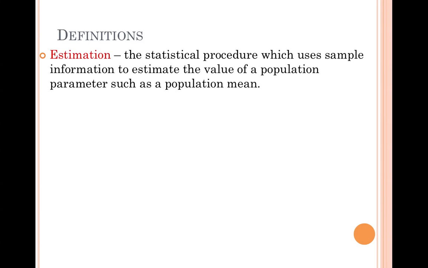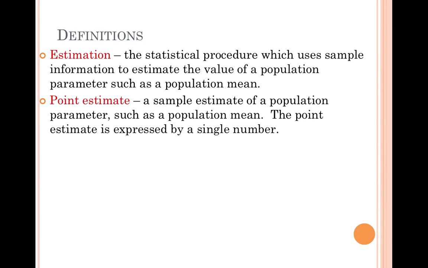So let's look at some definitions. Estimation is a statistical procedure which uses sample information to estimate the value of a population parameter, such as a population mean. So in our context, that is what the meaning of estimation is. A point estimate is a single number. A sample estimate of a population parameter, such as a population mean.